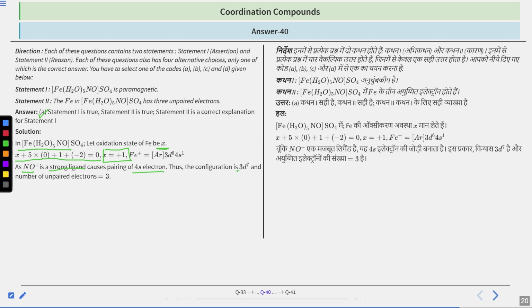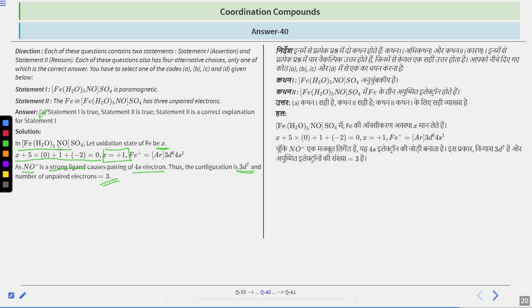Thus the configuration is 3d7, because the 1 electron in the 4s will get into the pairing in the 3d orbital, and 3d6 will become 3d7, and the unpaired electrons will remain as 3. Currently 3d6, that means there are 5 subshells in the 3d orbital, right? If you fill each one with 1 electron, and 6 is in total, so one subshell will get a pair, but 4 subshells will be unpaired.